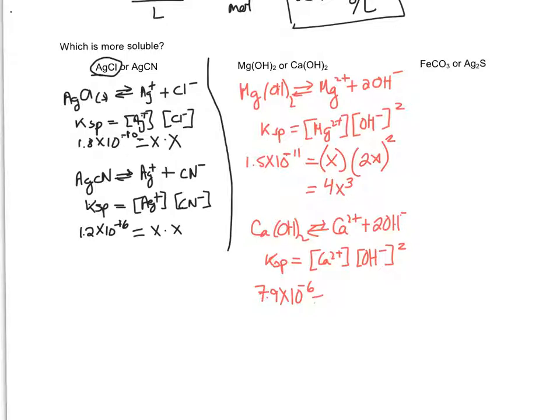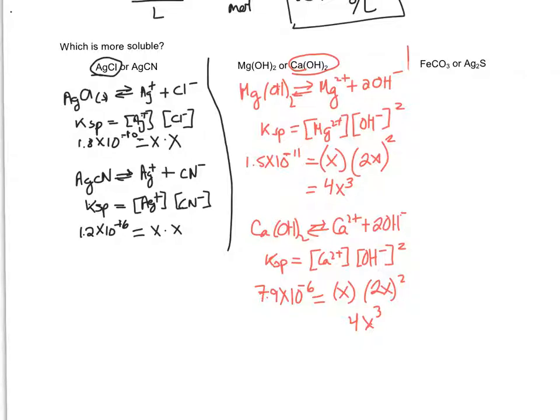Same thing with this one. You would say this is X and then this is 2X, but then don't forget your squared. So again, 4X cubed, and if you wanted to find X, you would divide by 4 and take the cube root of it. So since they are the same ratio, without even plugging into your calculator, you can say the one with the higher KSP, which would be this one, the bigger KSP means that you'd have more ions associated and therefore more soluble. And so this has a higher KSP, and so it is more soluble. Again, you don't even have to write all that as long as they're the same ratio.